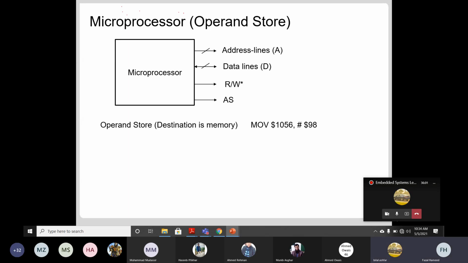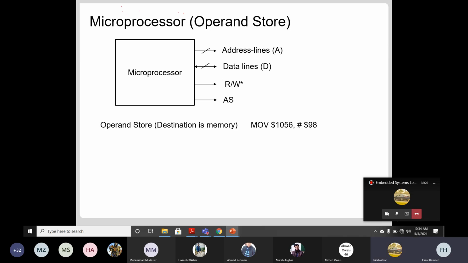Which addressing mode is this? Direct? No. Hash. Immediate. Beta, it's very important for you to know the addressing mode. If you don't know the addressing mode, you'll be in great trouble during your midterm. You will be in great trouble. I'm telling you this.